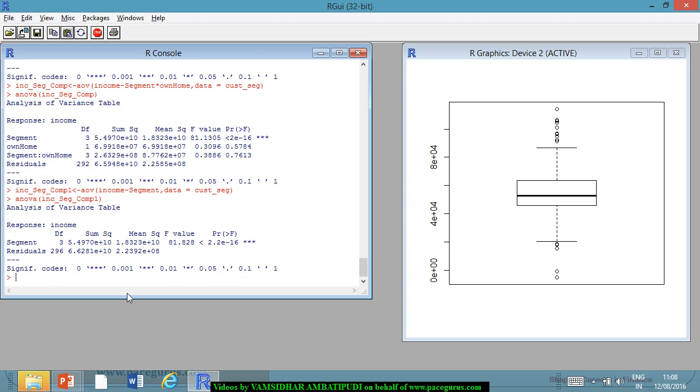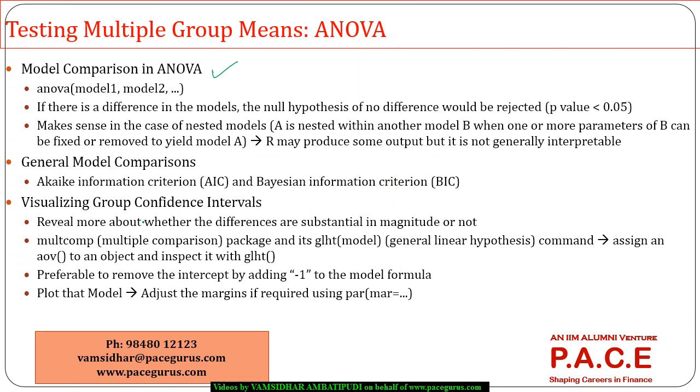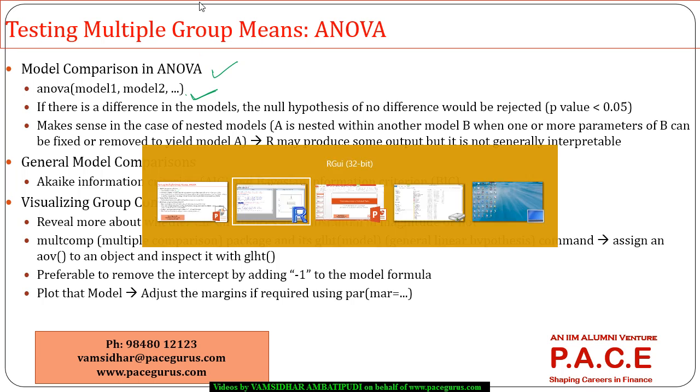Now this is also showing a p-value less than 0.05. So segment is definitely influencing the income. There is a difference in the income across the segment. Now out of these two models, income segment comparison and income segment comparison 1, if I want to compare whether they are significantly different or not, then also I can use ANOVA.